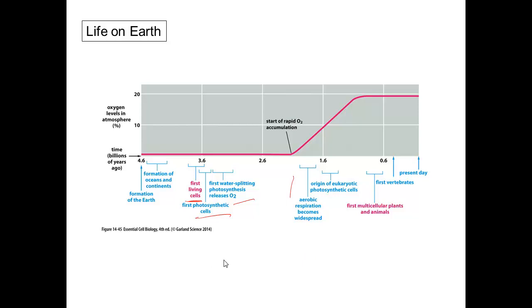As oxygen accumulates, respiration starts to become prevalent, and eukaryotes appear approximately 1.6 billion years ago. Multicellular organisms appear about 800,000 years ago, and primates appear about 65 million years ago. So we are very recent history.